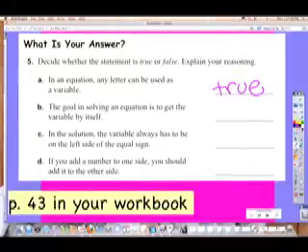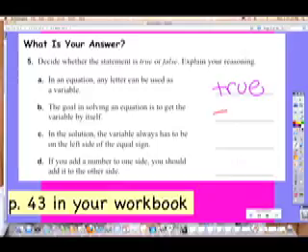Okay, so we went to page 43 in your workbook. We decided that in an equation, any letter can be used as a variable. That's definitely true. Okay, letter B, you've had time to think and write letter B. The goal in solving an equation is to get the variable by itself. Guys, true or false? True. True, definitely true. The whole point is to isolate the variable using the inverse operation.